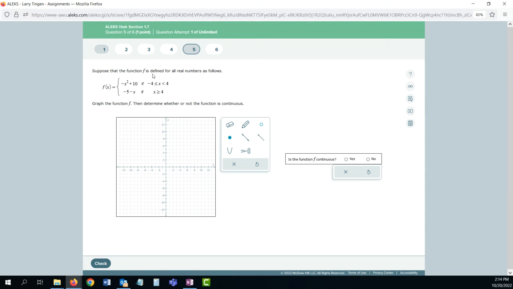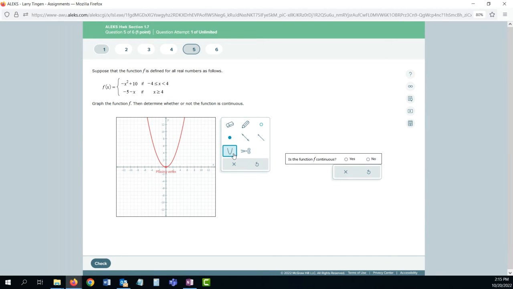All right, so suppose the function f is defined for all real numbers as follows. It's negative x squared plus 10 if x is greater than or equal to -4 and less than 4. It's -5 minus x if x is greater than or equal to 4. So this means the interesting point in this one is definitely when x is 4, because that's when we stop paying attention to one and start paying attention to the other. So let's plot these two.